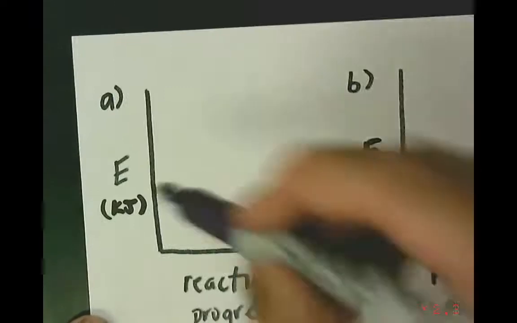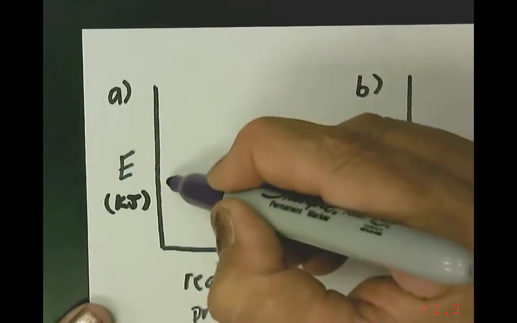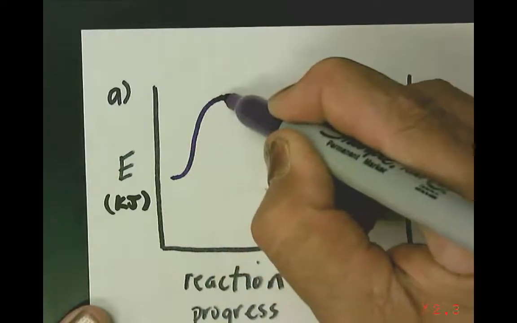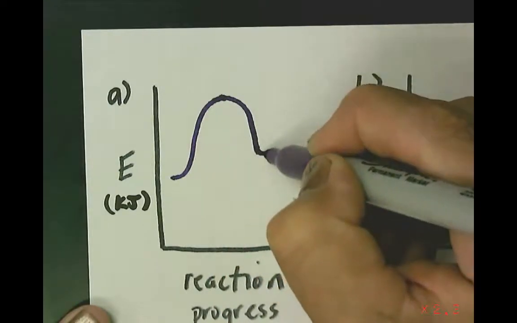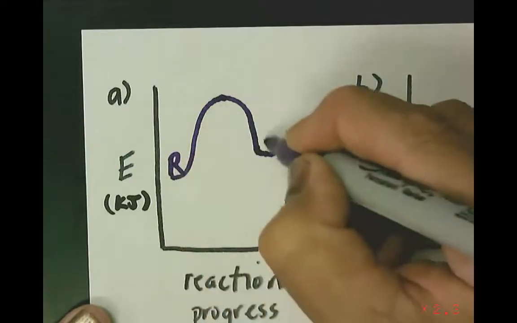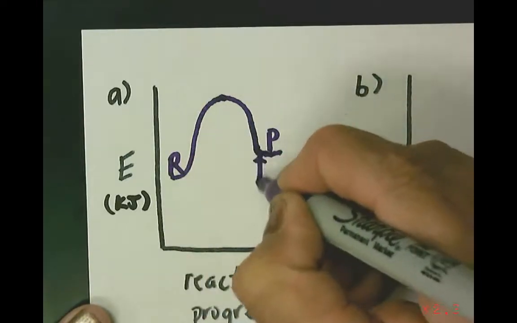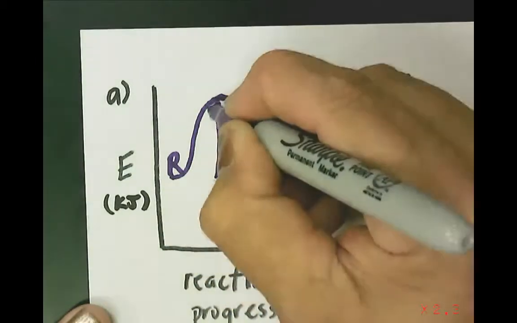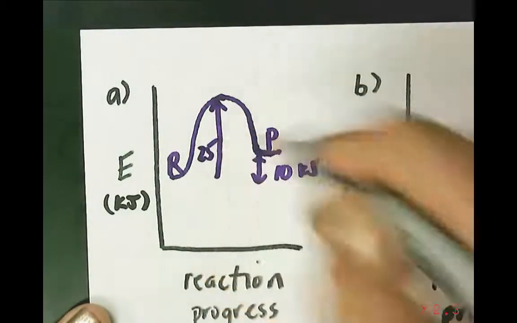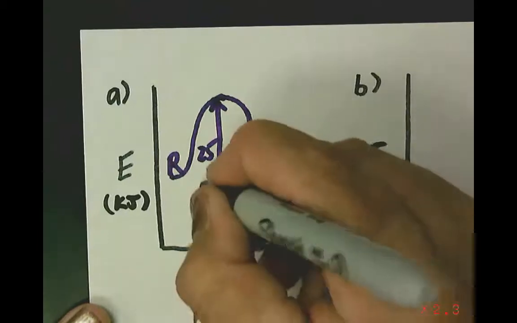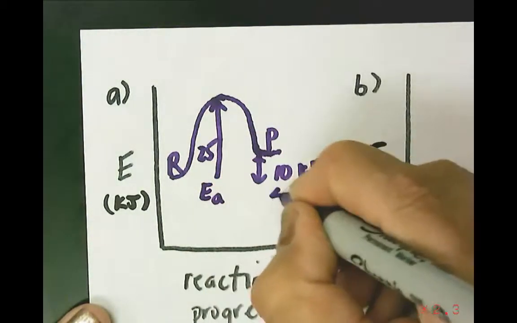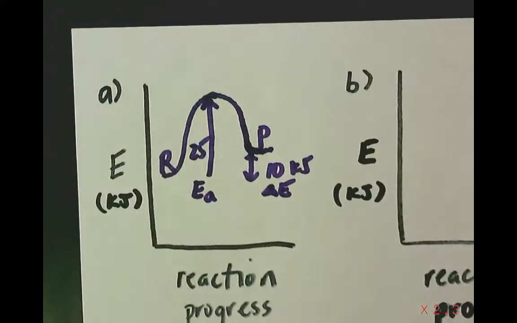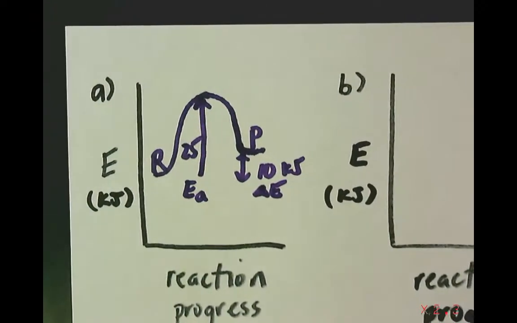So if we were going to draw a profile showing this basic concept, we'd have to have a larger bump, and then we'd have to stop higher than the reactants. So this is supposed to be roughly 10 kilojoules, and then this is supposed to be 25. So there's your EA, and there's your delta E. So that's a profile for case A.